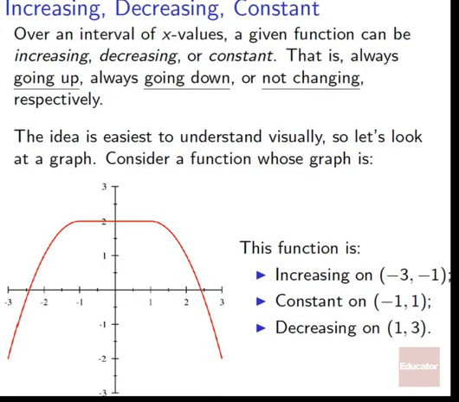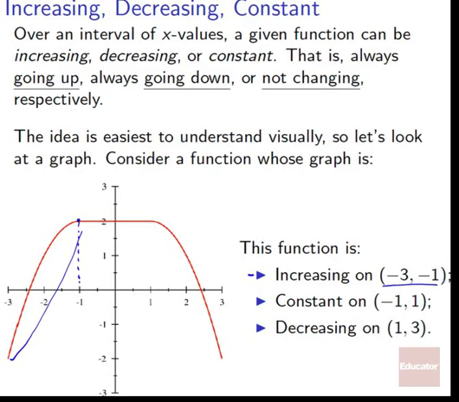Let's consider a function whose graph is this one right here. This function is increasing on -3 to -1, because from -3 to -1 it's going up, but it stops increasing after -1. It's probably increasing before -3, but since all we've been given is this specific viewing window, all we can be guaranteed is that from -3 to -1, it is increasing.